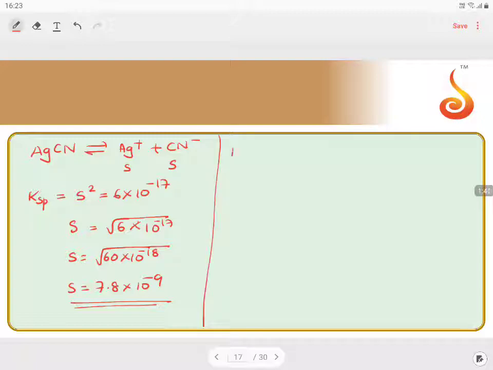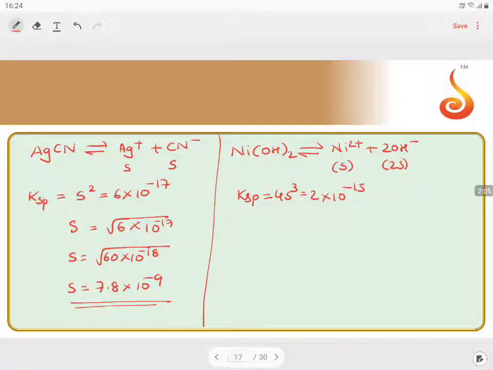If you take nickel hydroxide, in the same way, this will split into Ni2+ ion and 2OH- ion. If S is the solubility here, 2S is the hydroxide concentration. Ksp is given as 4S³, which is equal to 2 × 10^-15. So S³ is equal to 2/4 × 10^-15, that is 0.5 × 10^-15.